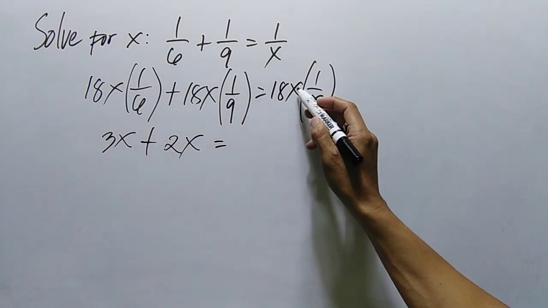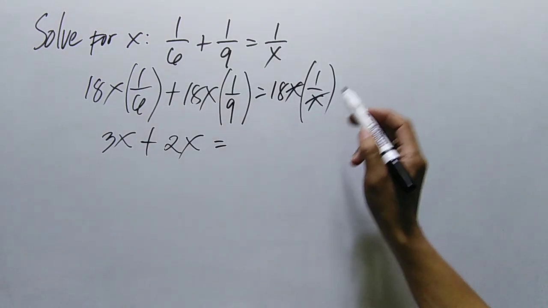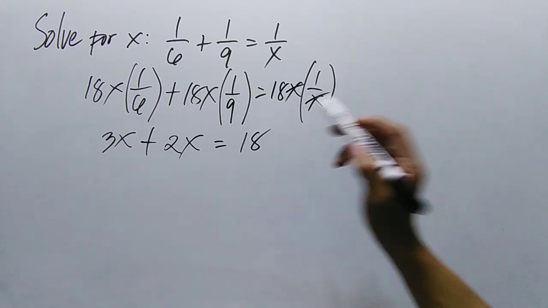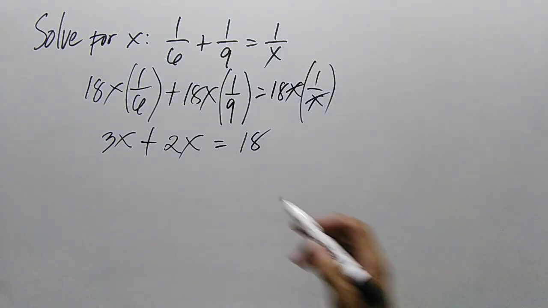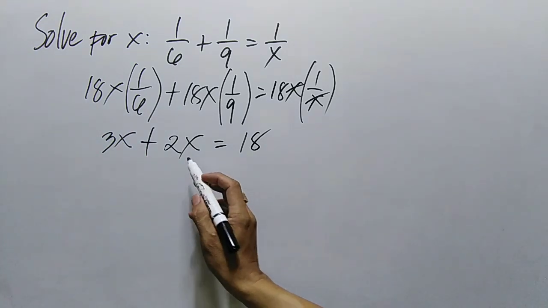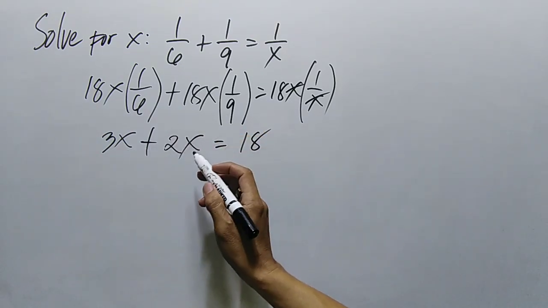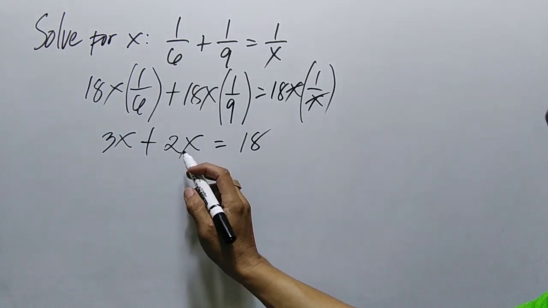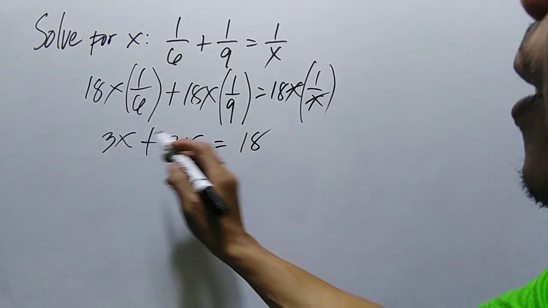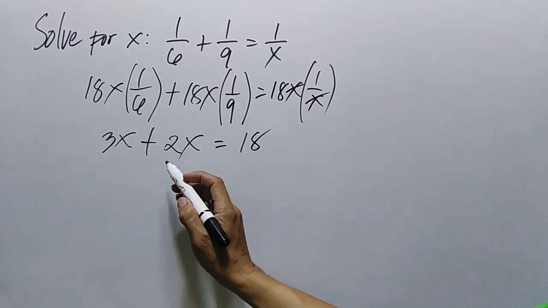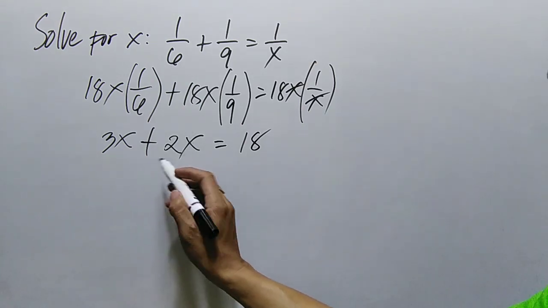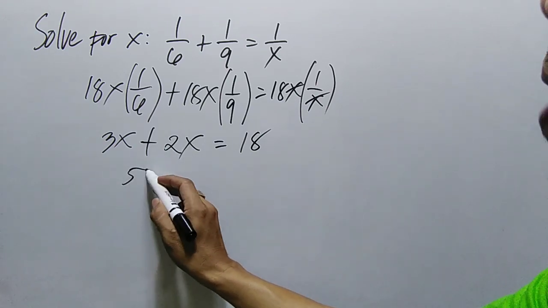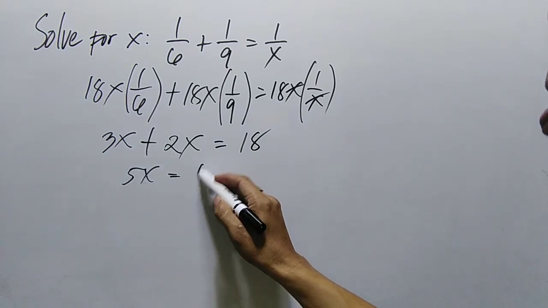Equals, cancel na natin to si x. Okay? So ang naiwan dito, 18. 18 times 1 is 18. Okay, ngayon, i-combine natin yung like terms, yung si 3x at saka si 2x. Kasi it's the same yung kanilang literal coefficient. Therefore, similar yan sila. Kung similar, pwede sila i-combine. So, 3x plus 2x is 5x equals 18.